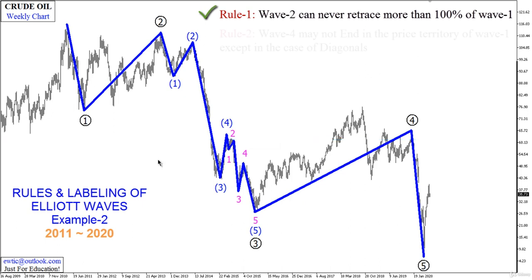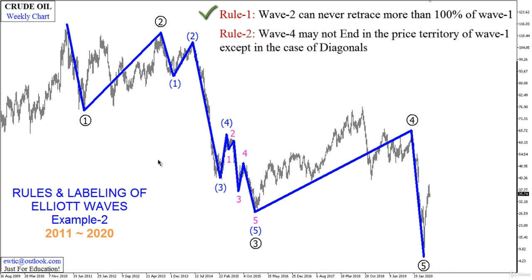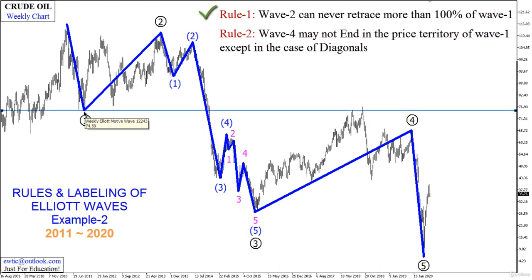Now the rule number 2 of Elliott says wave 4 can never end in the price territory of wave 1. Here, this is wave 1. The price territory of wave 1 ends here. This all is price territory of wave 1, right? And this is circled black first wave, right? We should see the circled black fourth wave, which is here. It ended here. The circled black wave 4 did not end in the price territory of circled black wave 1.